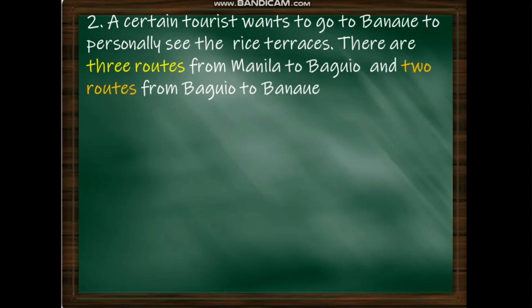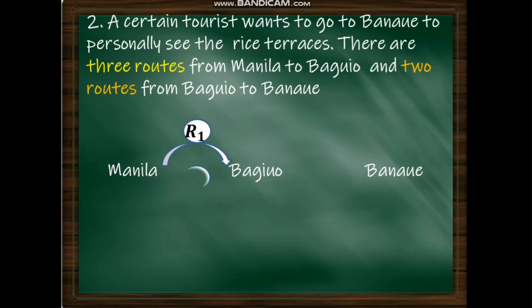A certain tourist wants to go to Banawe to personally see the rice terraces. There are 3 routes from Manila to Baguio and 2 routes from Baguio to Banawe. So in this case, meron tayong 3 lugar na involved. Bago makarating ng Banawe, dadaan ka muna ng Manila, dadaan ka ng Baguio, and going to Banawe. Mula sa Manila, meron kang possible ways, 3 routes ang sabi niya. Ibig sabihin, yung route number 1 mo, yung unang daan mo ay sa taas, pangalawa ay sa gitna, at ang pangatlo ay sa baba. So, that is from Manila to Baguio.